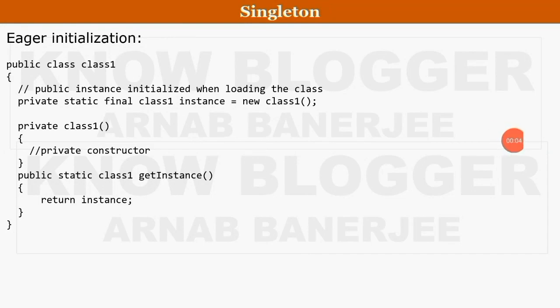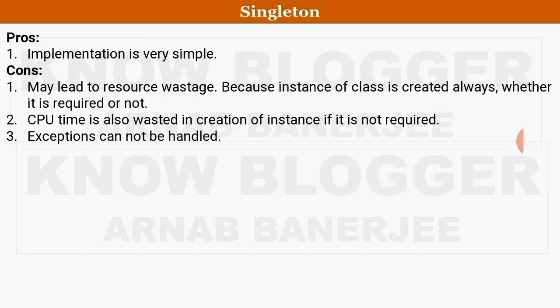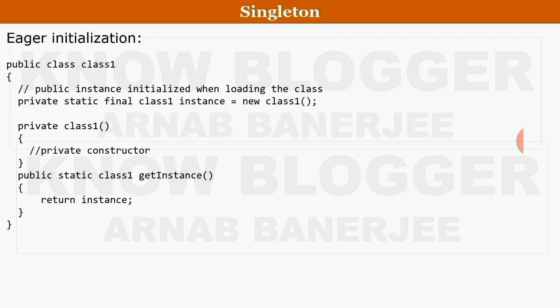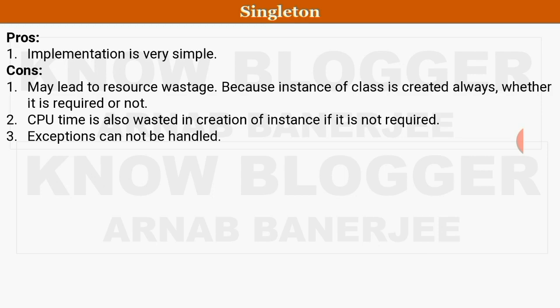Using eager initialization, creation of the singleton class is very easy, but it has some disadvantages. What are those? Actually, we are creating the instance at the class loading time, because look here, we are using the instance variable under Class1. So whenever Class1 is loaded, the instance will be created, and that is a problem. We are creating the instance at the time of class loading, and at that time I don't know whether the object is required or not. If it is not required, then it is just a waste of resources and CPU time.